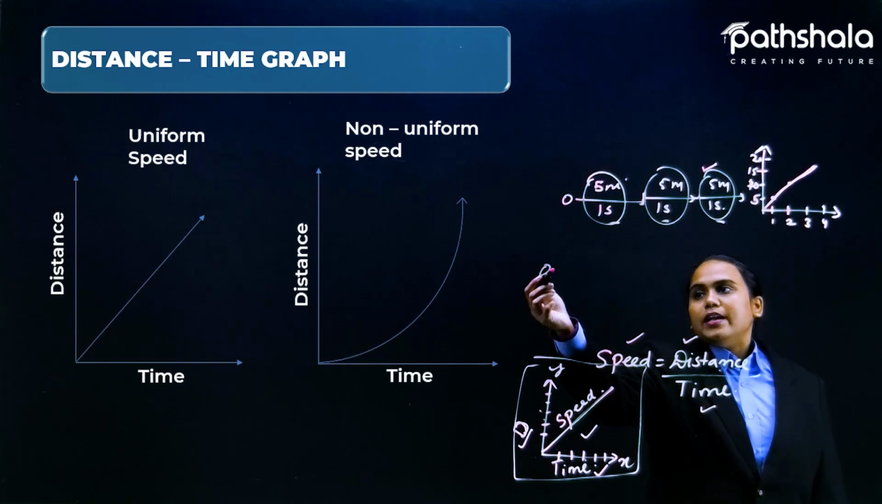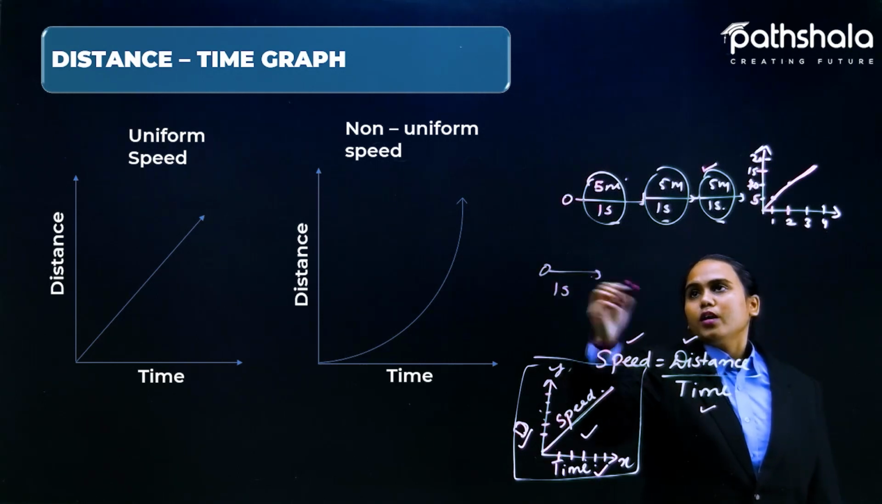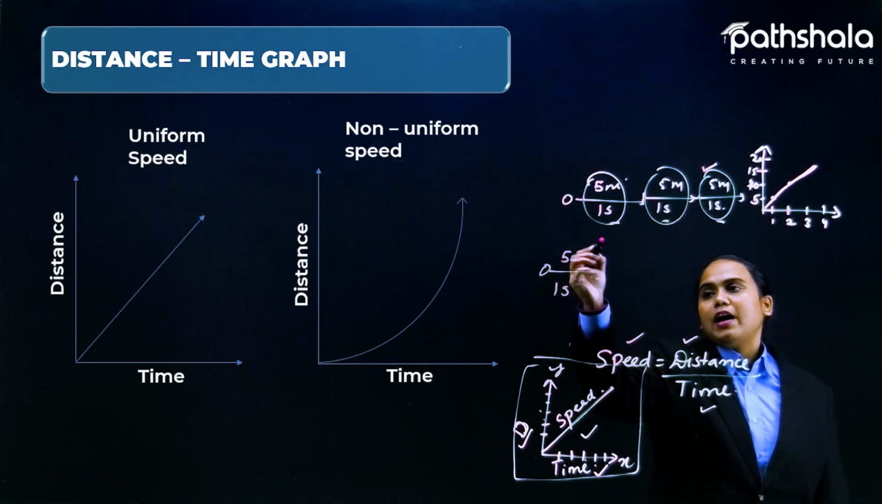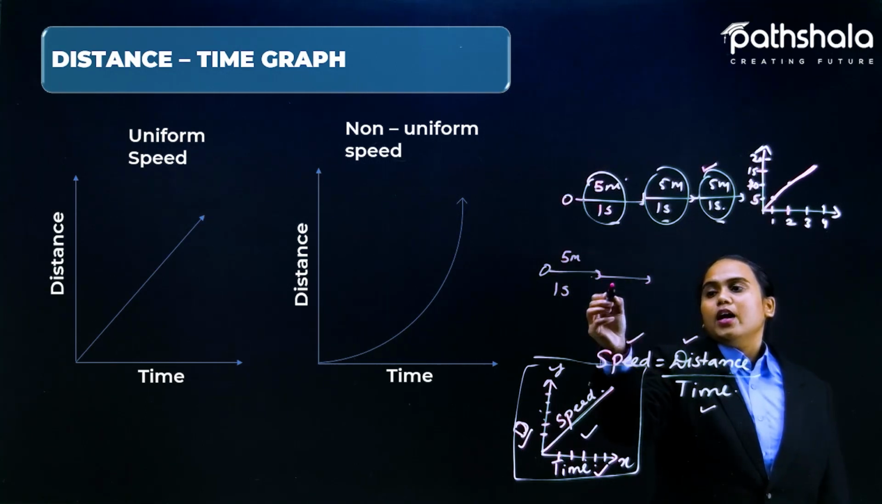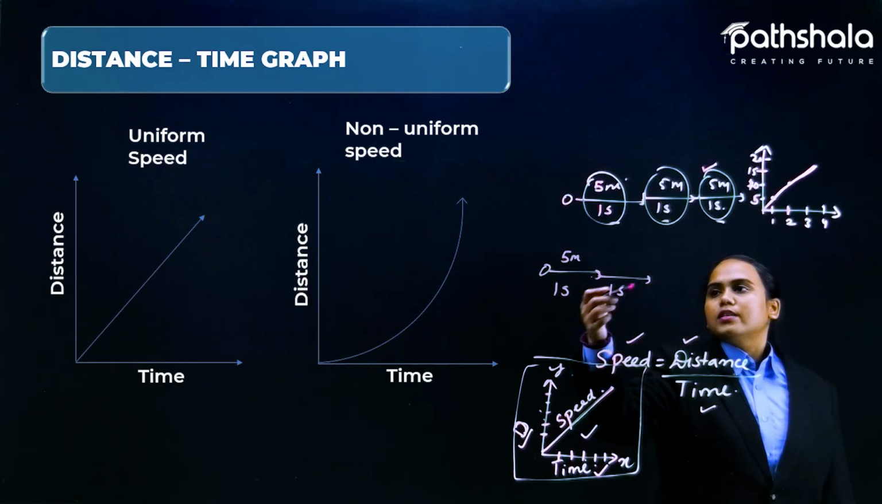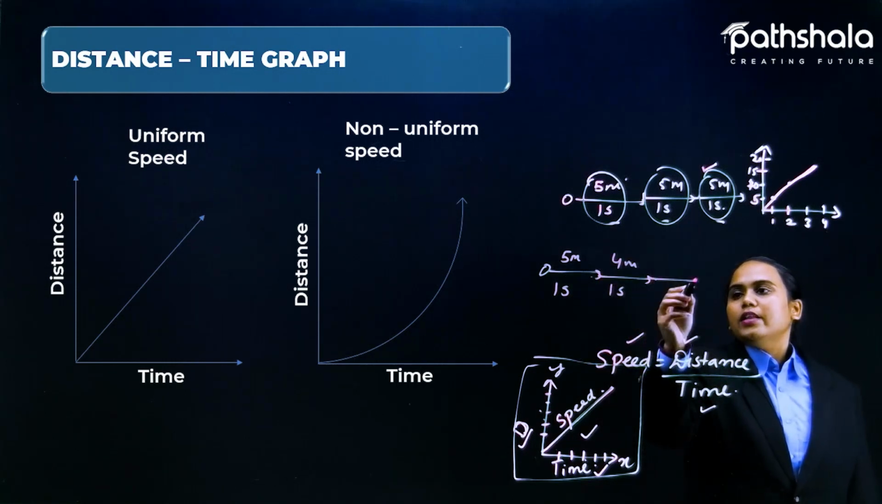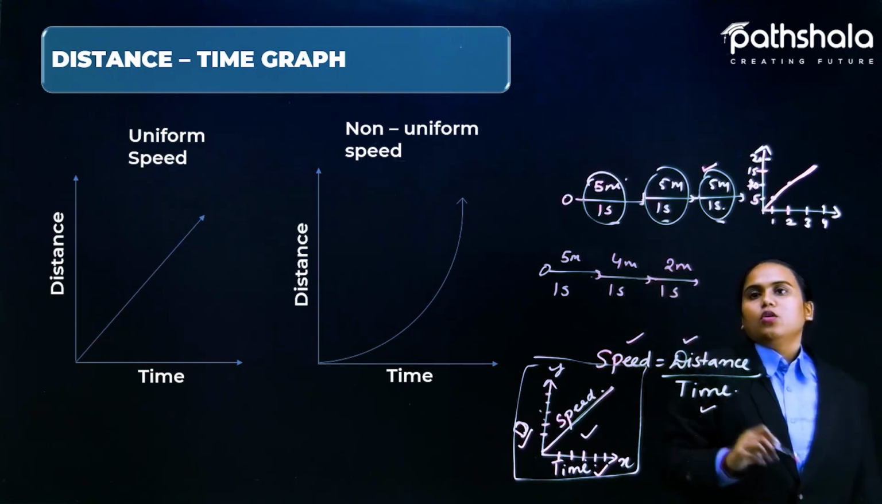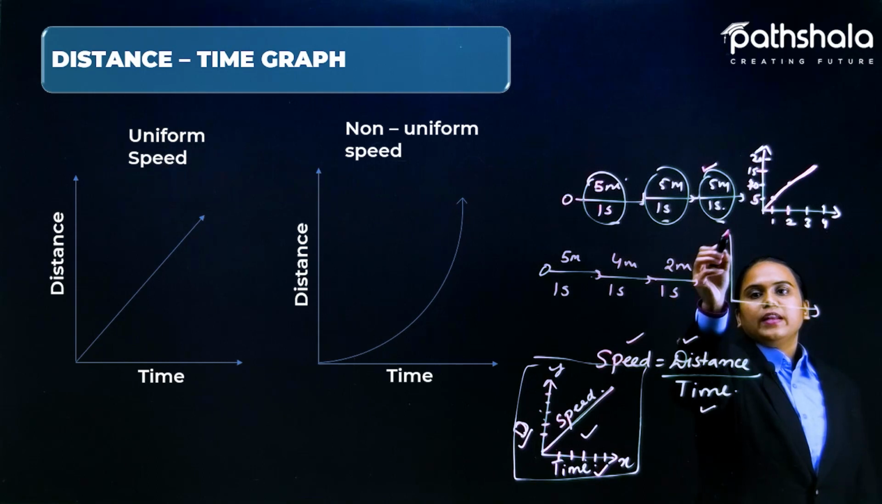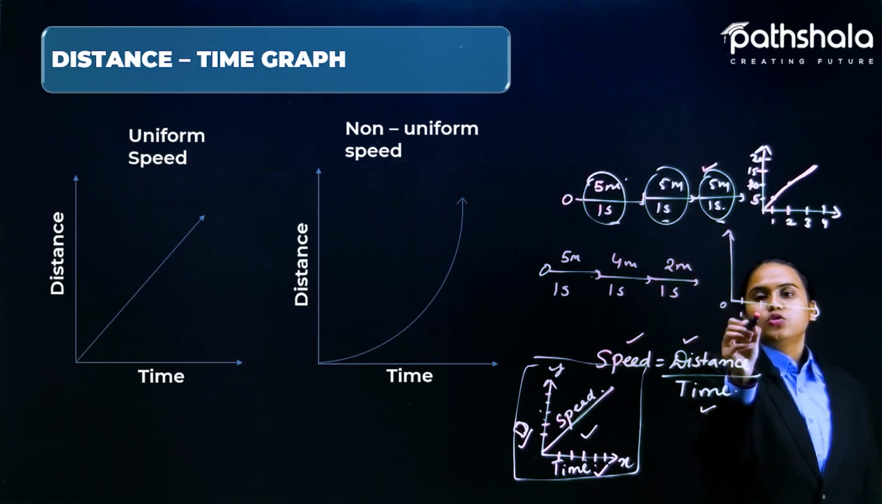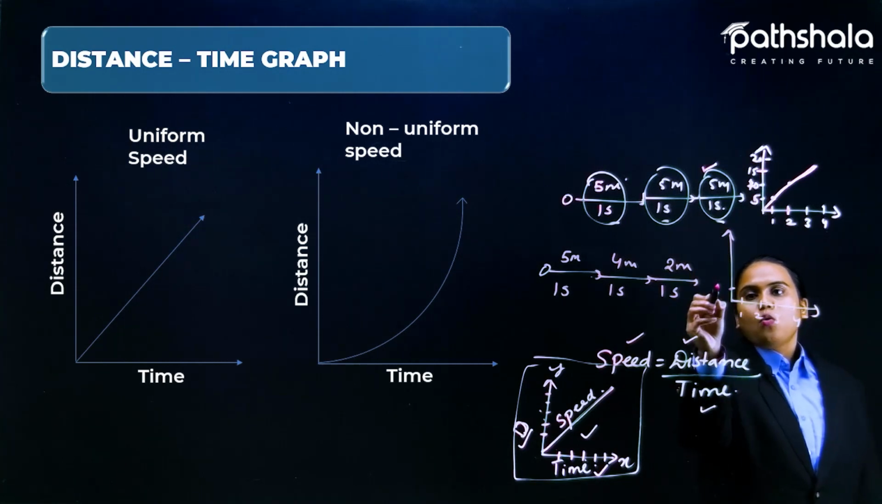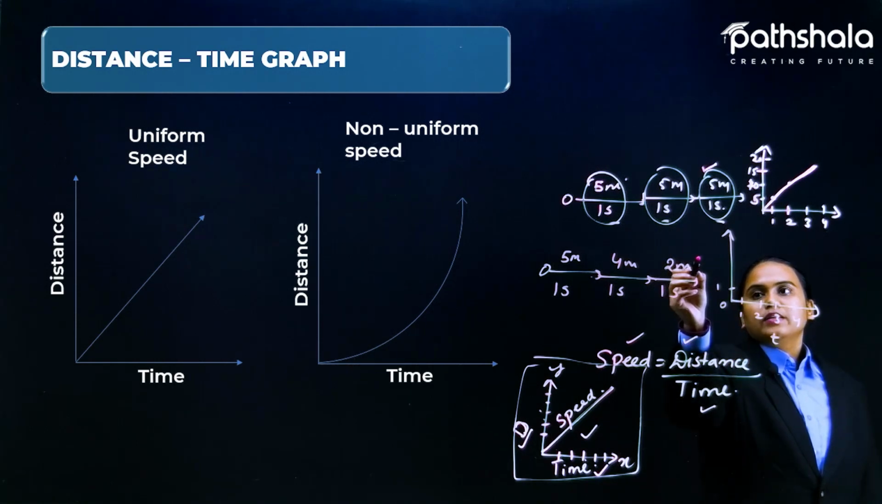Let me tell you one more example. In 1 second, let's suppose it is covering 5 meters. Okay, and in another 1 second, let's suppose it is covering 4 meters. Okay, and in another 1 second, it is covering like 2 meters only. Okay, so the graph for it will be like this: 0, 1, 2, 3, 4, 5 on time, and this will be speed 1, 2, 3, 4, 5.